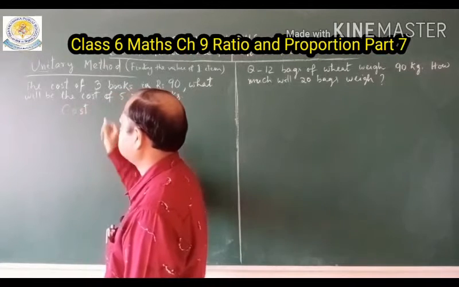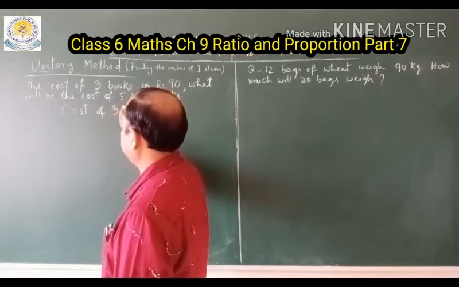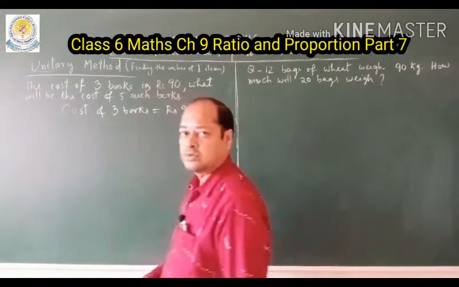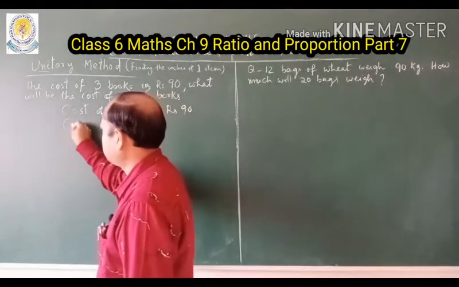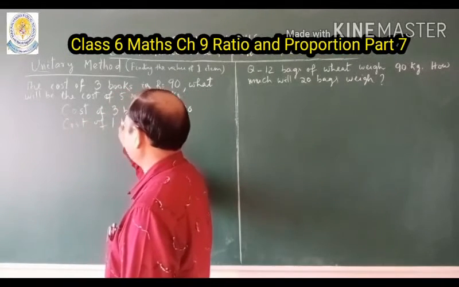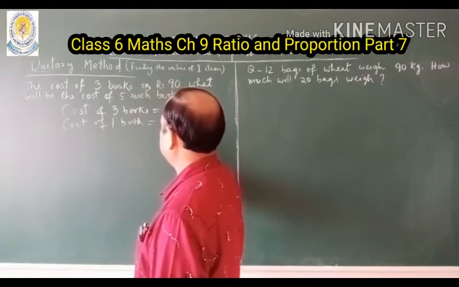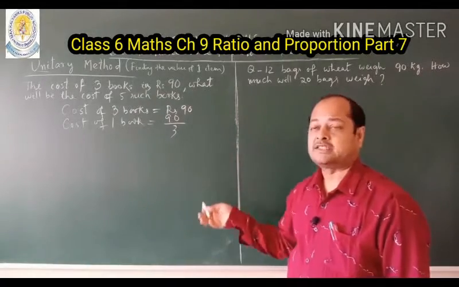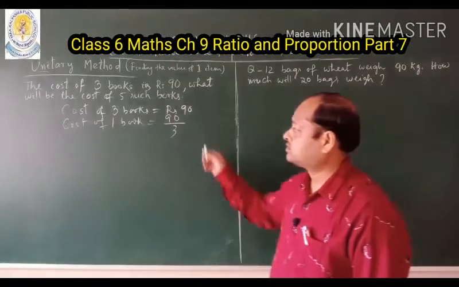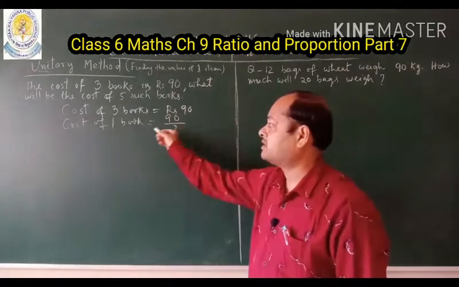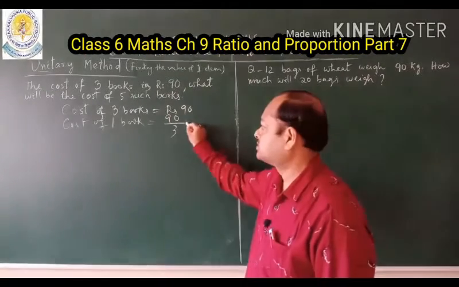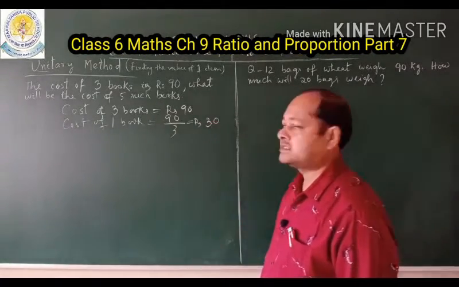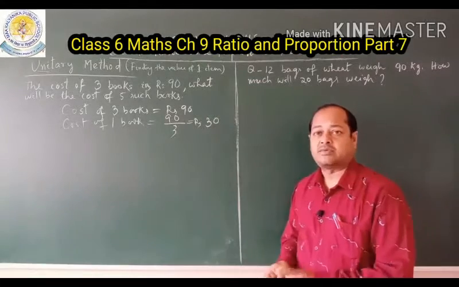So write in statements, cost of 3 books equal to rupees 90. Then below write cost of one book equal to 90 divided by 3. Always, finding each quantity means we have to divide. So here 3 books are given 90, so one book means 90 divided by 3. What is the answer here? 3 3s are 9 and 0, so rupees 30 is the price of one book.